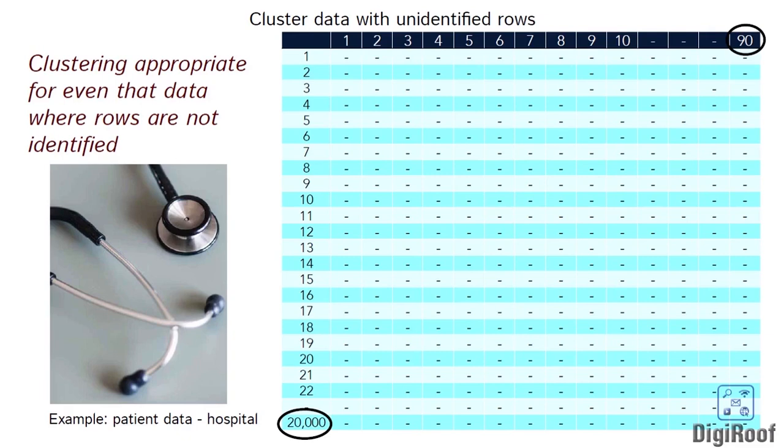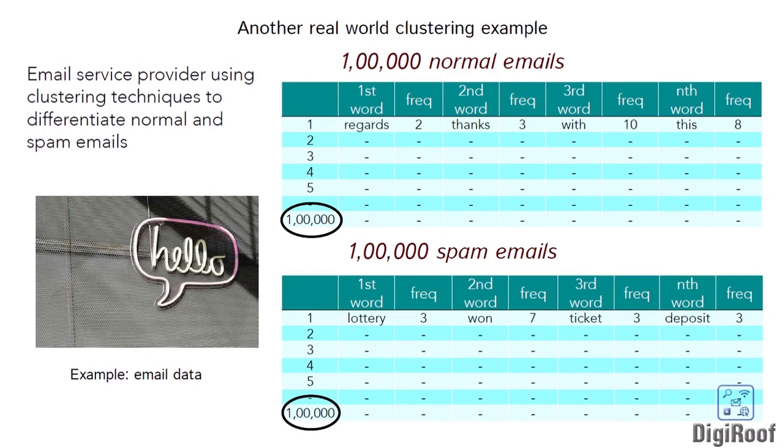So remember, you would come across data that is not identified through the name of rows and columns. Nevertheless, such data could still be clustered and useful conclusions could be drawn from it. We will look at two more examples where clustering principles could be effectively used.